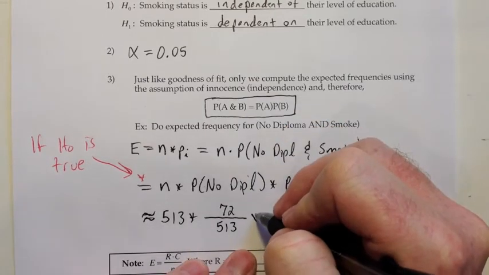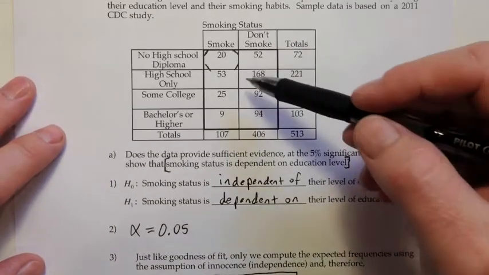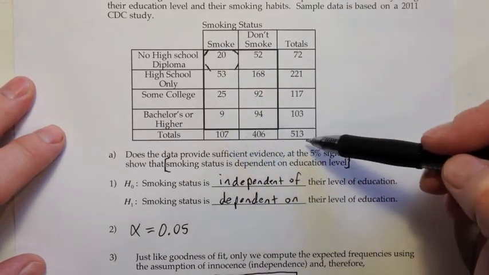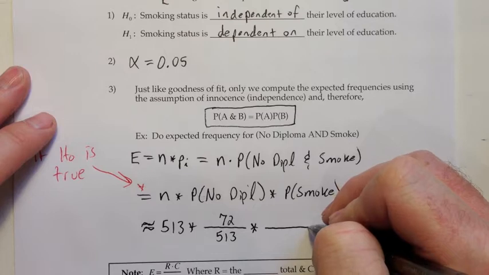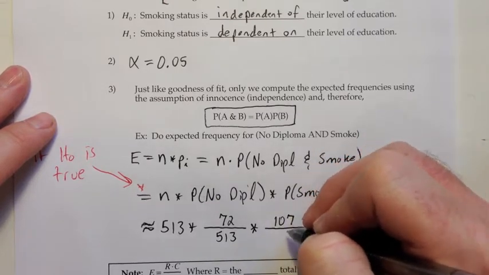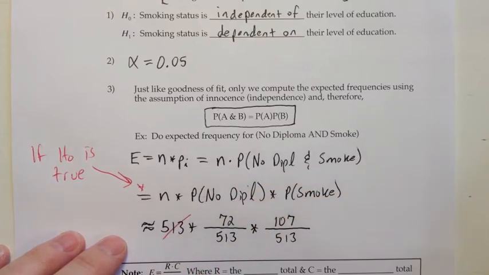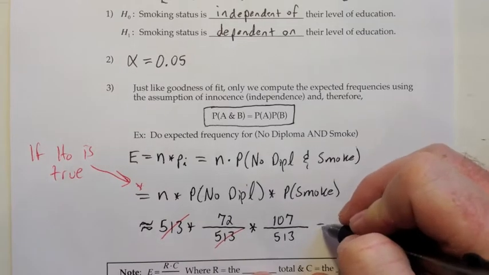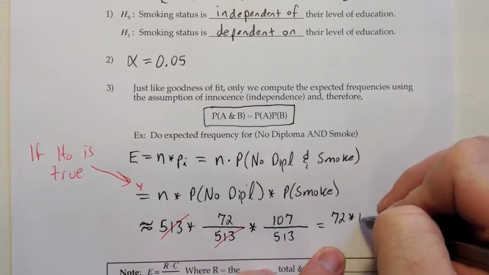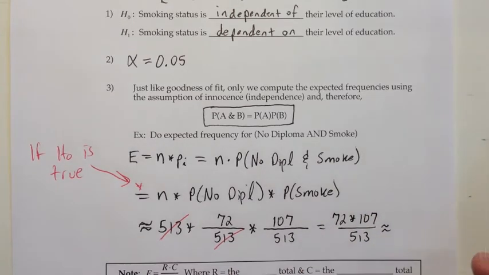The probability of a smoker, same idea. I don't know what that answer is in the population, but I can estimate it from the table. If I come up to the table, we had 107 smokers altogether out of 513 people. So my estimate that a randomly selected person would be a smoker based on this sample would be 107 out of 513. And then I'm going to go to the calculator on that, but before I do that, I notice a little math I could do by hand. This 513 out front could cancel one of the 513s down here. And so I end up with just 72 times 107 over 513. And at that point, I'll go ahead and go to the calculator.